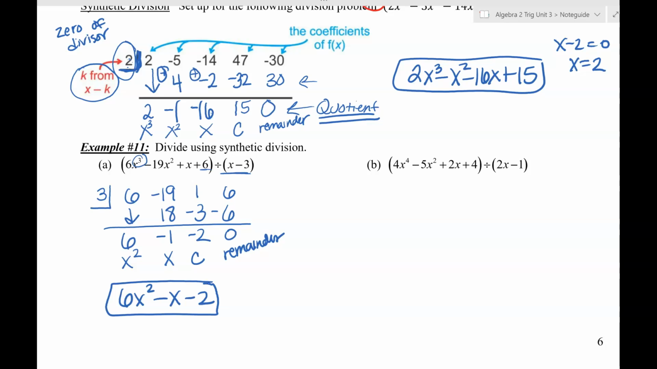All right, so part B is a little more complicated because I told you guys you needed a lead coefficient of 1 and it doesn't have a lead coefficient of 1. So if you really like synthetic division and you still want to do that instead of long division, there is a way around it. We basically want to work like we do with common factors.